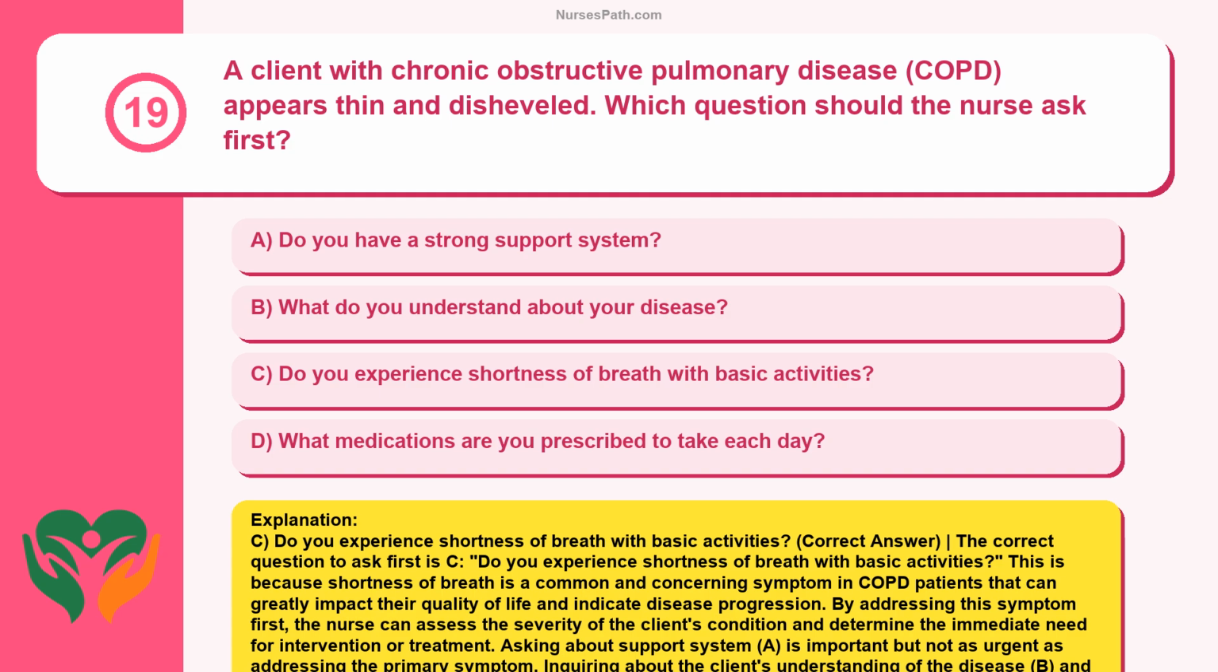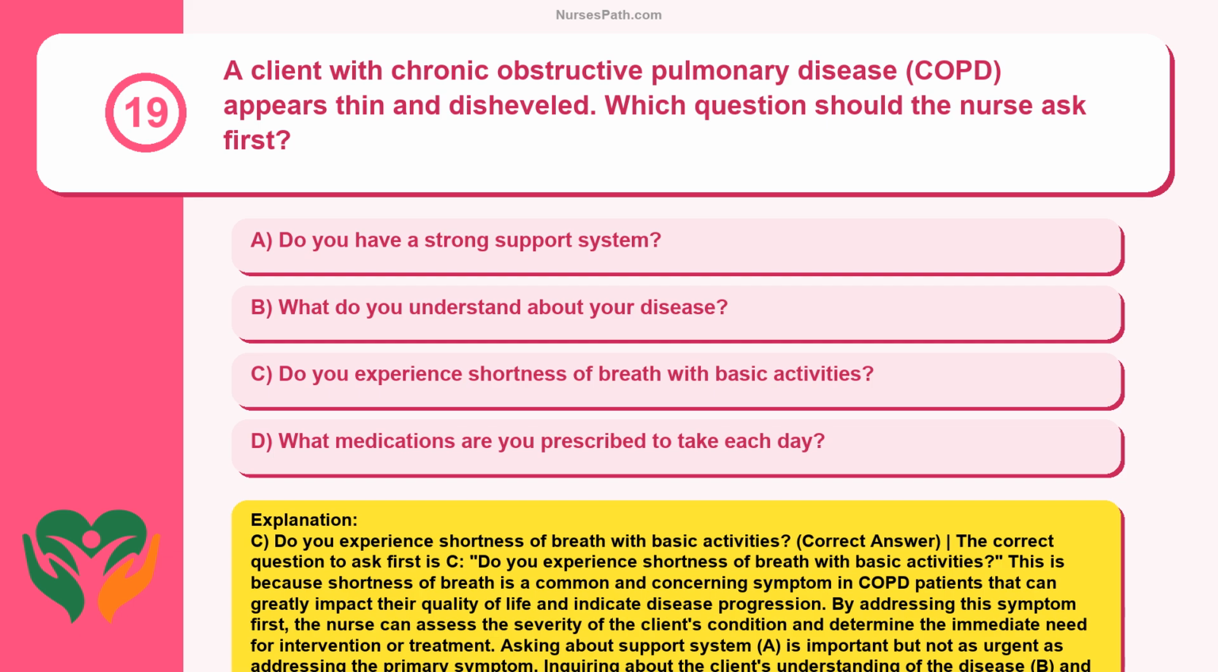C. Do you experience shortness of breath with basic activities? Correct answer. The correct question to ask first is C. Do you experience shortness of breath with basic activities? This is because shortness of breath is a common and concerning symptom in COPD patients that can greatly impact their quality of life and indicate disease progression.